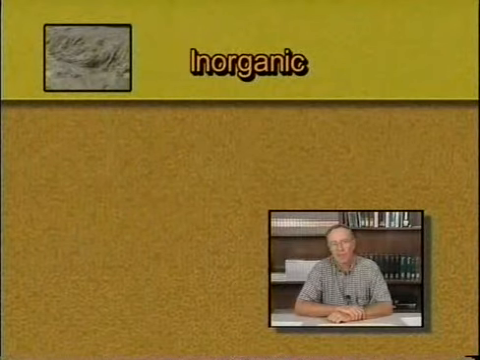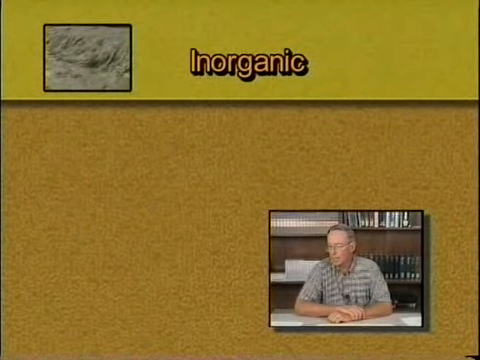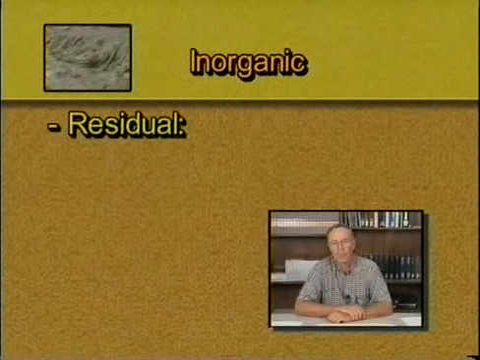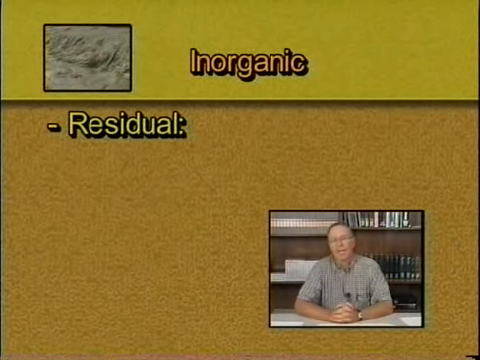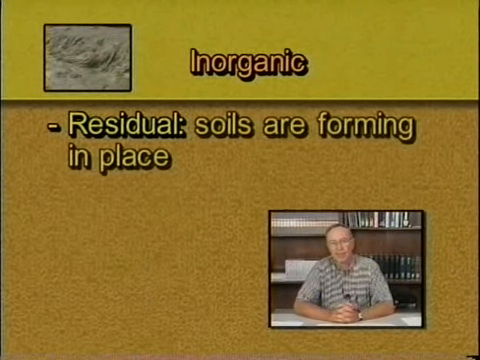Once we get into the inorganic types of parent material, we can further break these down into two general categories. And as you see from your lecture outline, the first of these categories is considered to be a residual type of parent material. Well, what does this term residual mean?